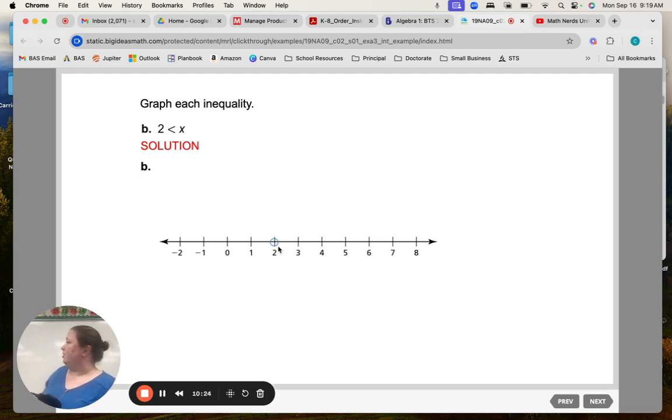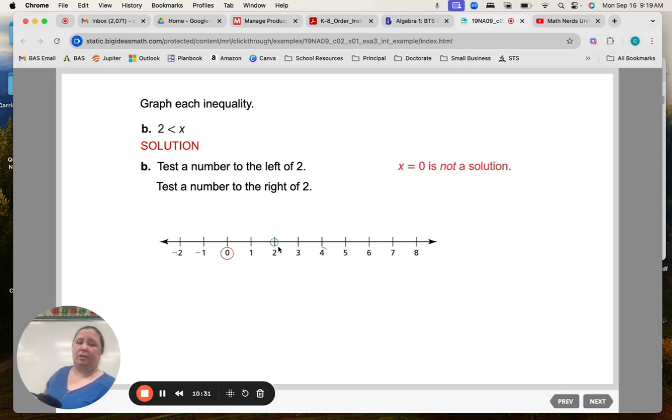Now it says x is greater than. So which way am I shading? To the left or the right? The right. To the right. Don't do the testing. Just remember you're shading greater than. So shade to the right.